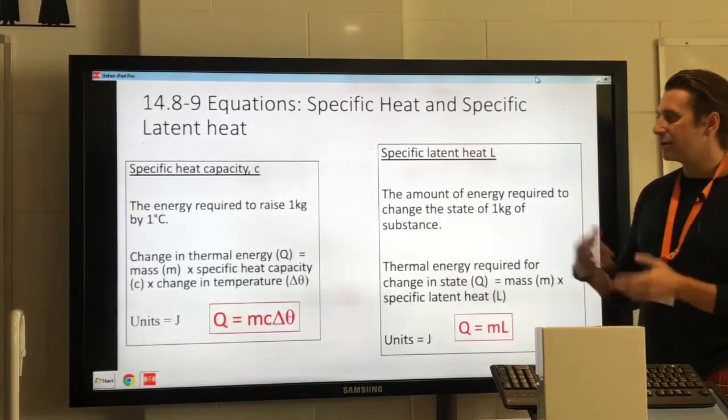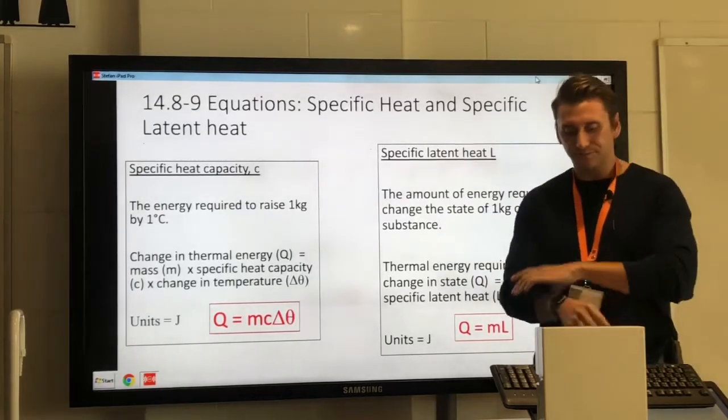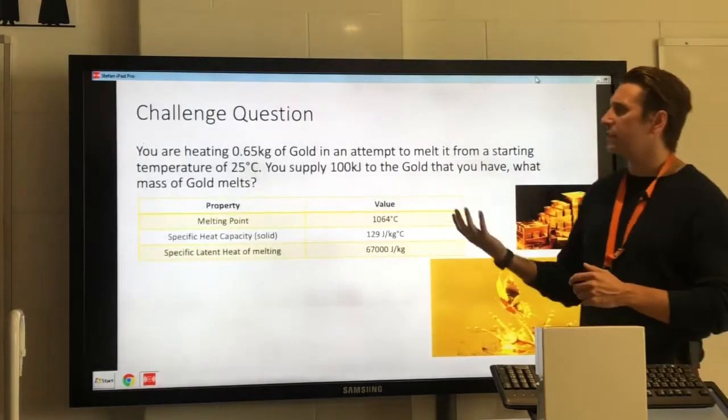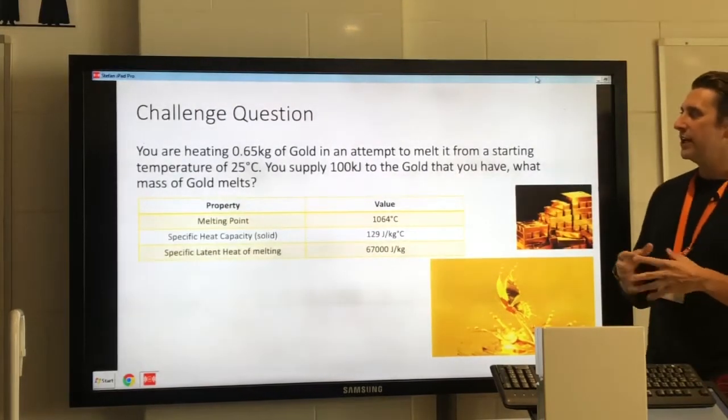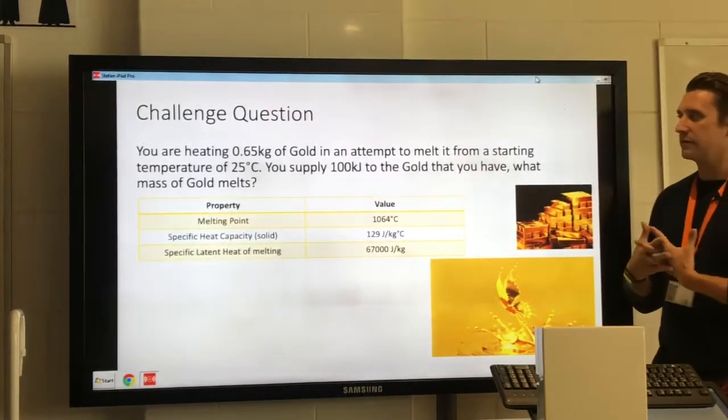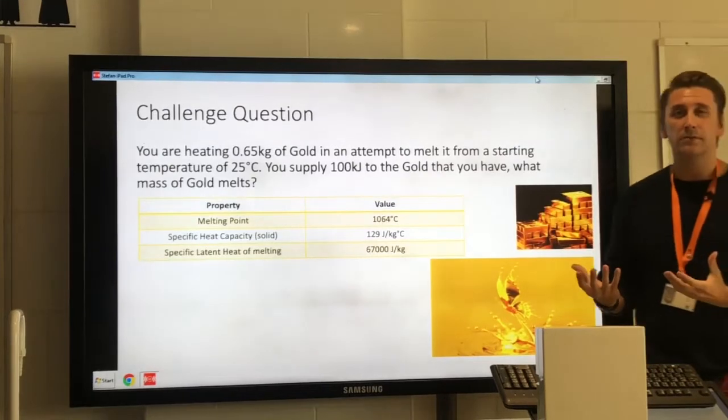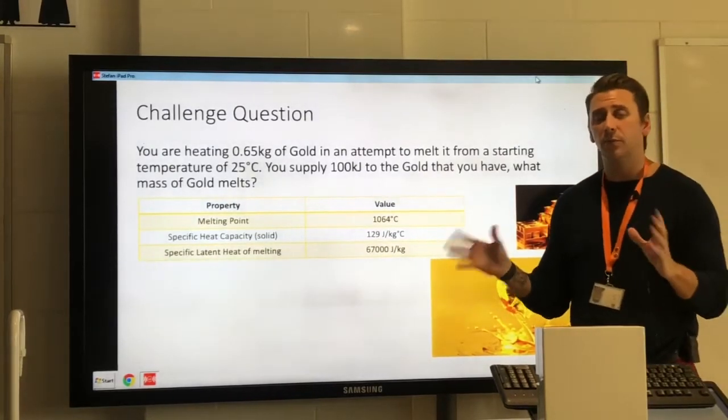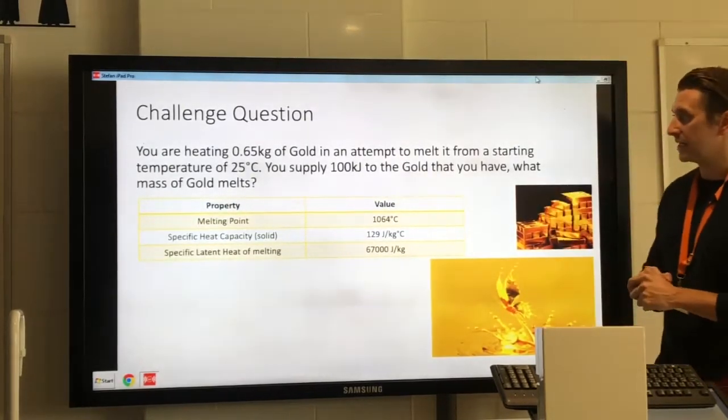All right, so it's just a division to rearrange. If we actually have a look at a specific question, for example, you're heating 0.65 kilograms of gold, so the units of that mass are absolutely fine. I don't need to convert the units. 0.65 kilograms is as it should be.